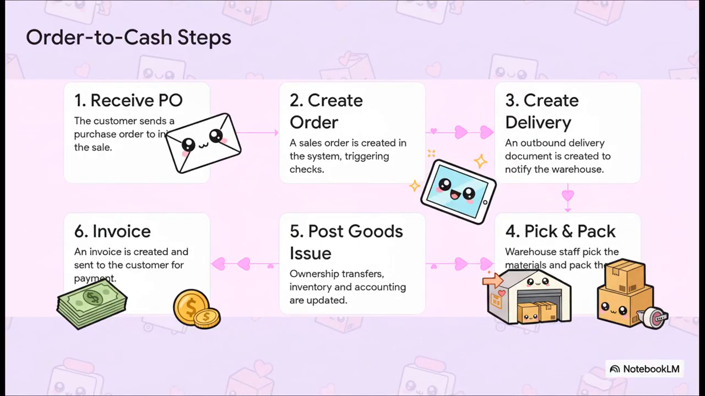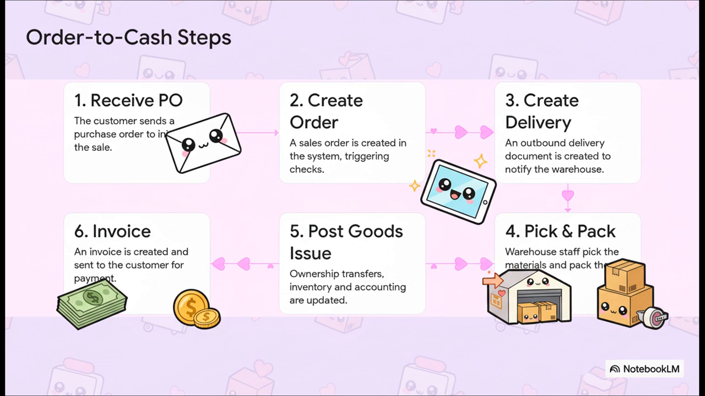It all starts when a customer sends us a purchase order. Boom, we create a sales order in our system. That immediately kicks off a bunch of checks. Do we have the product? Is the customer's credit okay? Once that's clear, an outbound delivery is created. That's basically the green light for the warehouse to jump into action. The crew goes and picks the stuff off the shelves, packs it up.